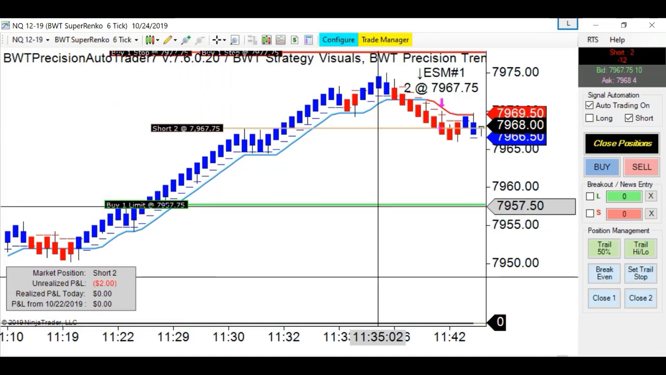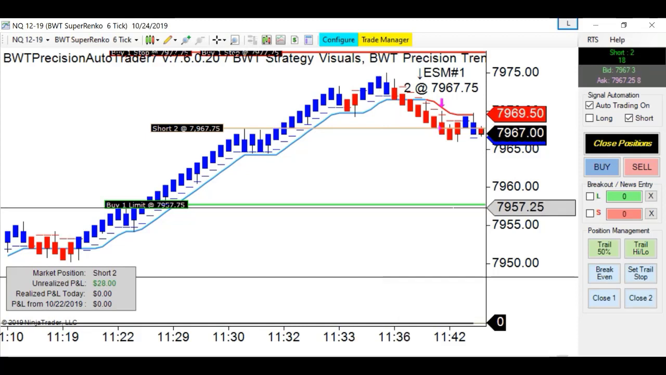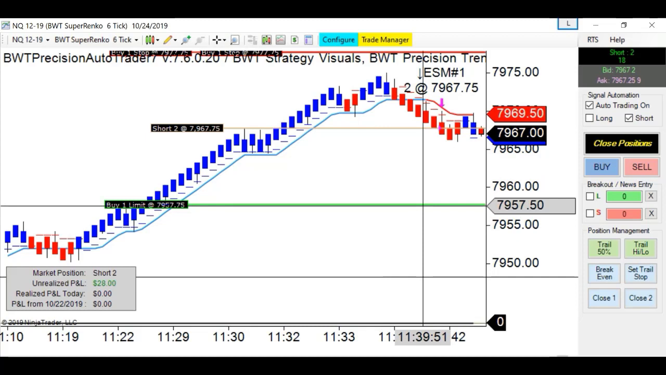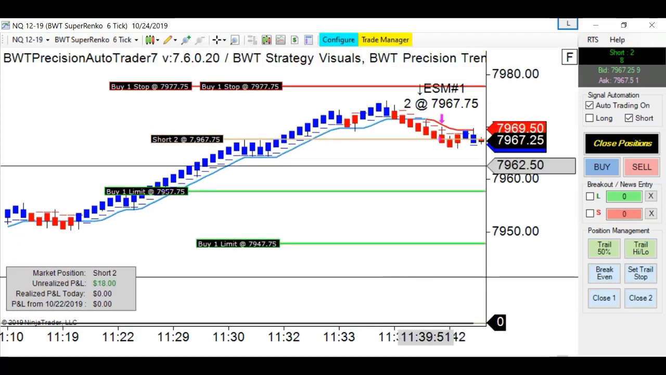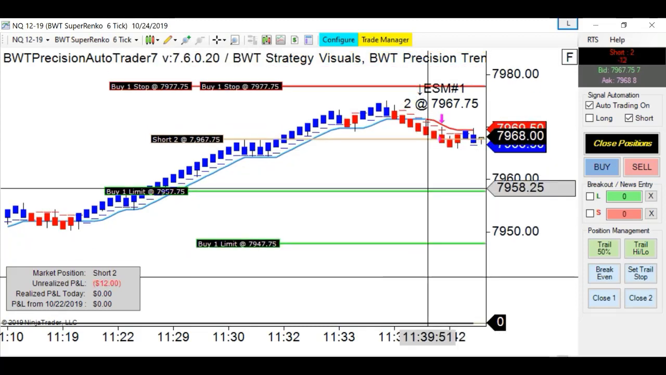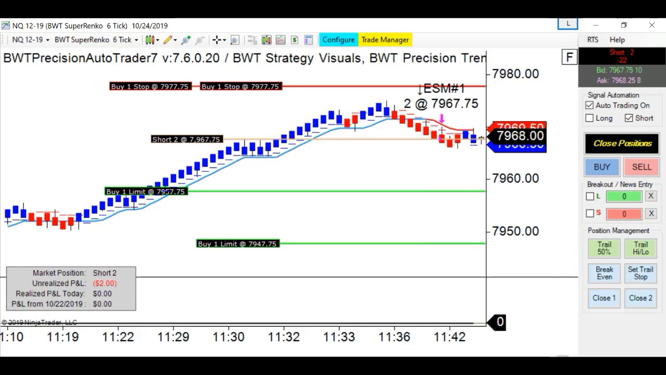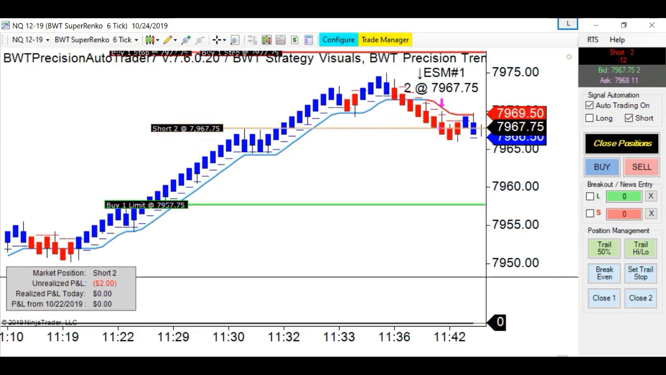We have 57, which is a great first target before the 54. The 54 might act as support, at least temporarily, so I'm glad that the first target is before 54. And then probably would hit my daily target around 52 or so, 53. So I'm going to put the recording on pause and let the trade develop.